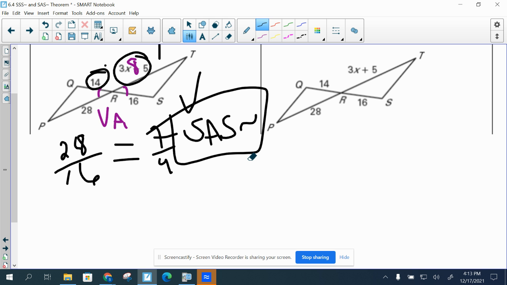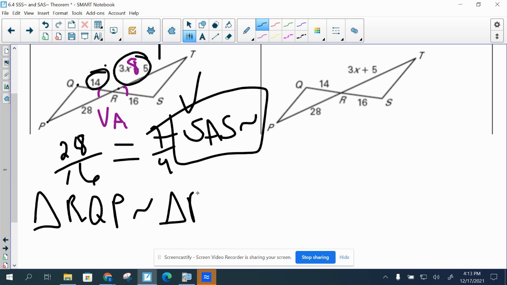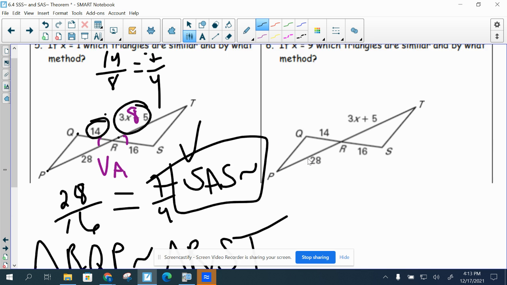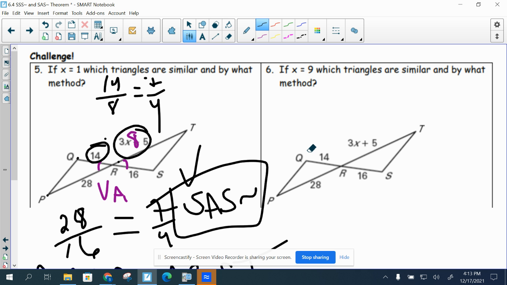And to write a triangle similarity statement, you would say triangle RQP is similar to triangle R and then ST. And the other one, you would just do kind of the same thing. So you just plug in 1, compare the two ratios. Actually, are these the same? Oh, this says if x is 9. Okay.